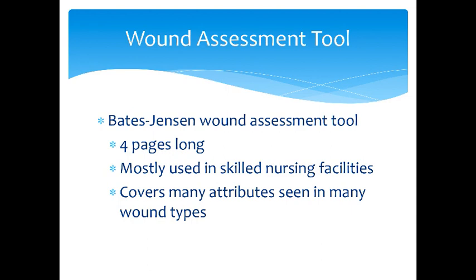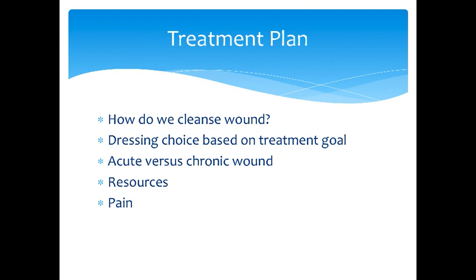Okay, so it's just another tool we can use, similar to the Braden scale, which is used for risk, but the Bates-Jensen is a wound assessment tool. It's a tool that we have as practitioners so we can tell, is that wound getting better, getting worse, what's going on? It has measurements, it has descriptions. So it's just a good tool to know about. But we really don't use that in acute care, okay?